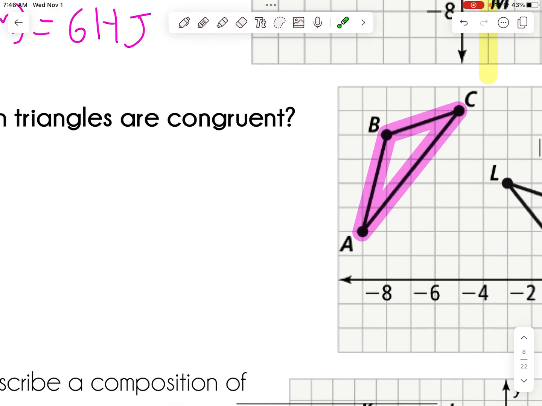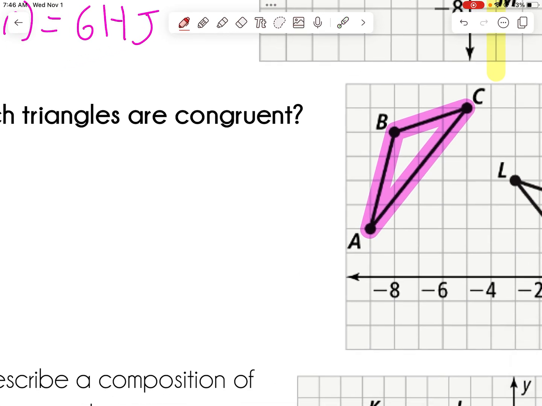So I'm going to translate this figure so that C lands on L.